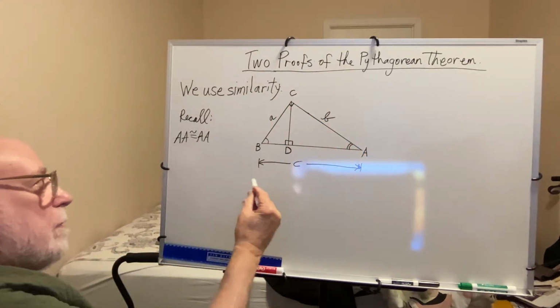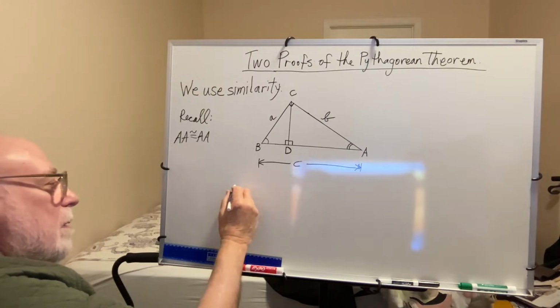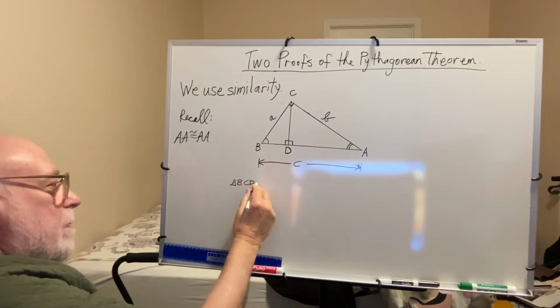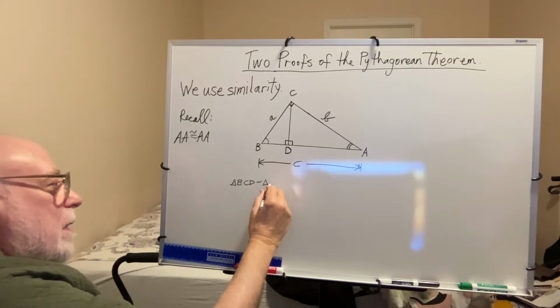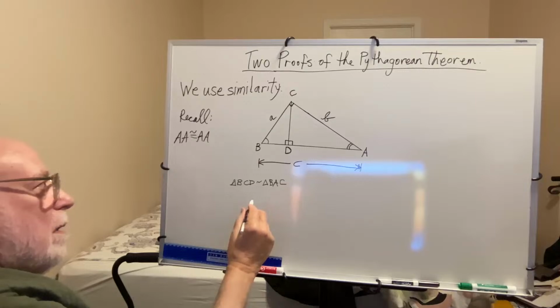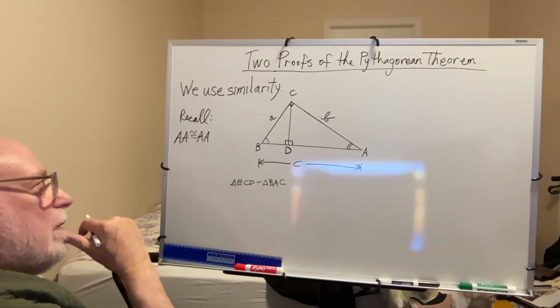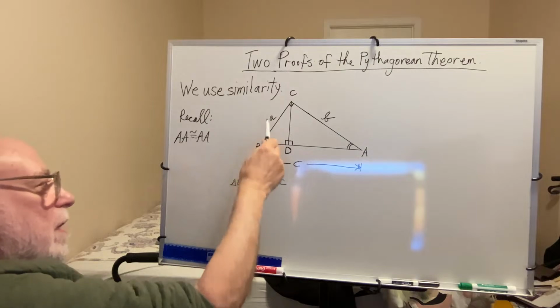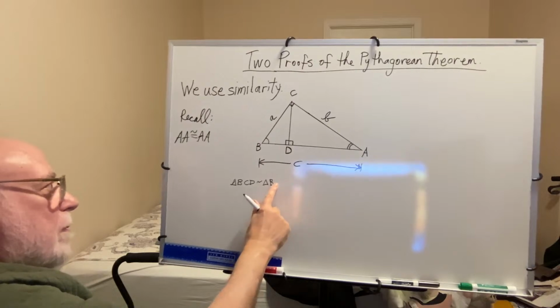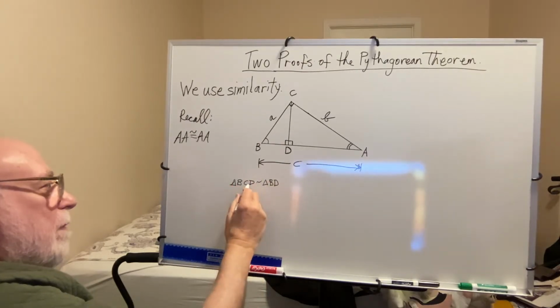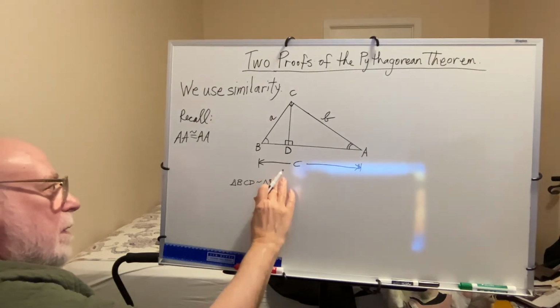So you have that triangle BCD is going to be similar to triangle BAC. The hypotenuse of the little triangle, the triangle on the left, is A. The right angle of the little triangle is D, and the right angle of the big triangle is C.